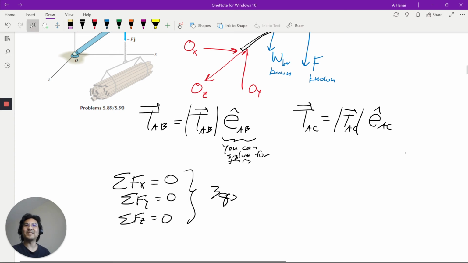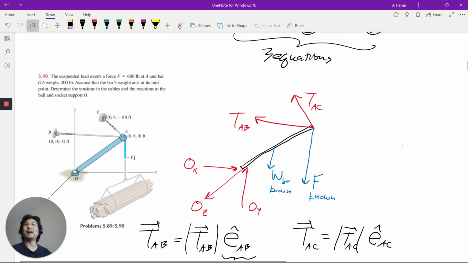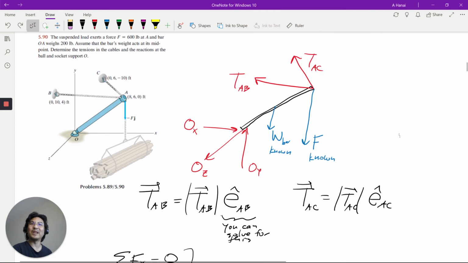And then next you sum torque about anywhere you want. So either sum torque about here or here. Both would be good choices. I think this one is a little bit better because there are 3 unknowns. Over here there are just 2 unknowns. So I would sum torque about point O.